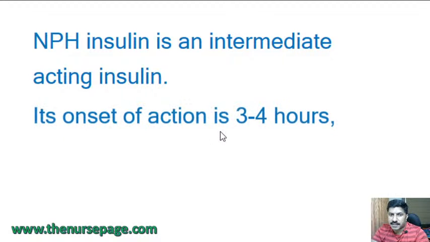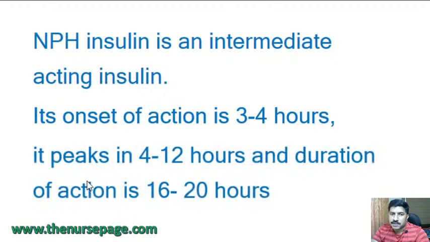The onset of action after administration will start within 3 to 4 hours. So the peak, the maximum effect of action, will be reached within 4 to 12 hours, and the duration of action is 16 to 20 hours. So the duration of action of the NPH insulin will last up to 16 to 24 hours.